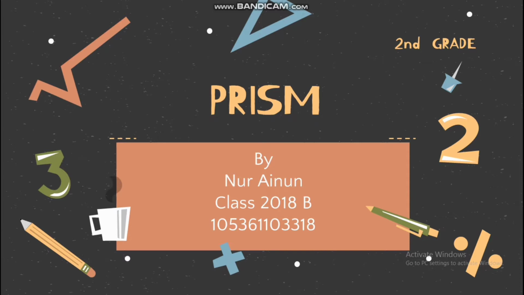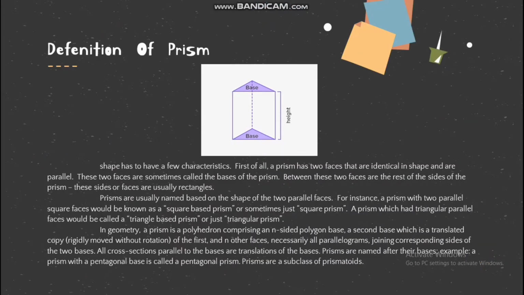Definition of prism. A shape has to have a few characteristics. First of all, a prism has two faces that are identical in shape and are parallel. These two faces are sometimes called the bases of the prism. Between these two faces are the rest of the sides of the prism. The sides or faces are usually rectangles.